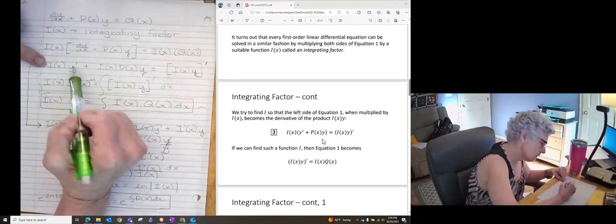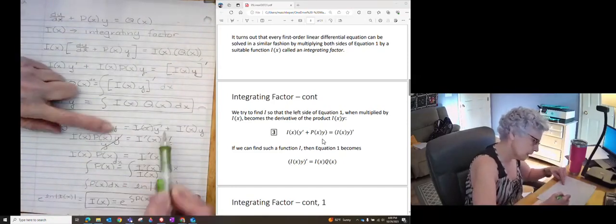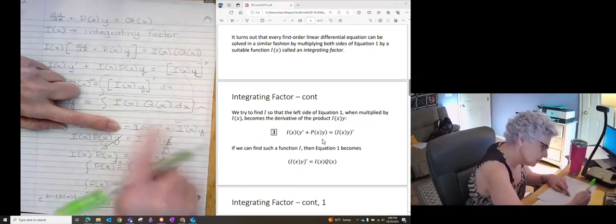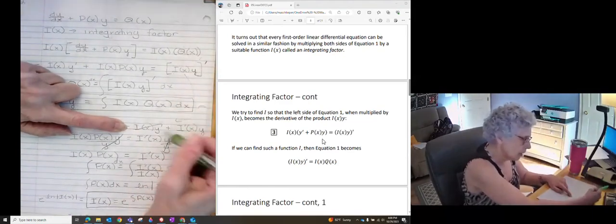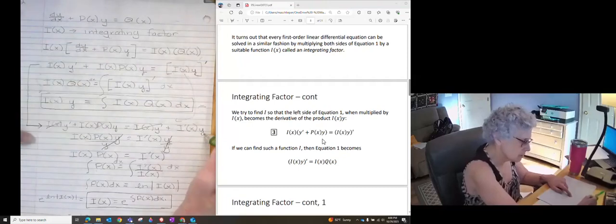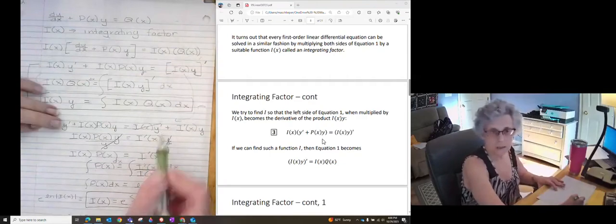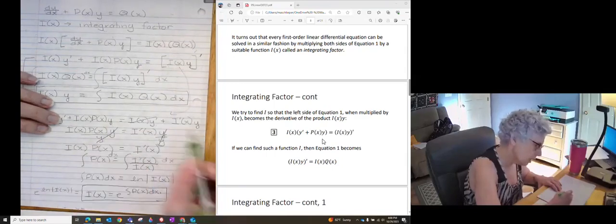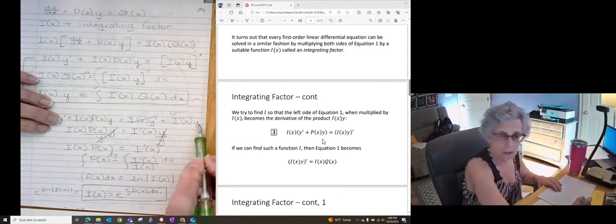So I'm going to take this I of x times y prime plus I times p, and then I'm just writing down this derivative. So I times y prime plus I prime times y. Well, I have I prime times y on both sides here. So this means I of x times p of x times y has to be equal to I prime of x times y.